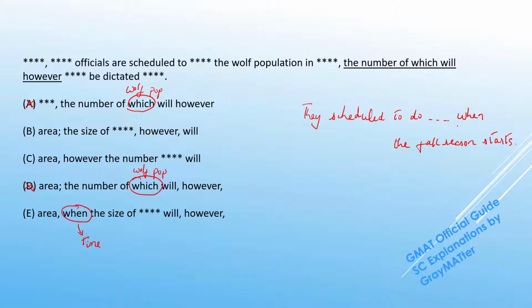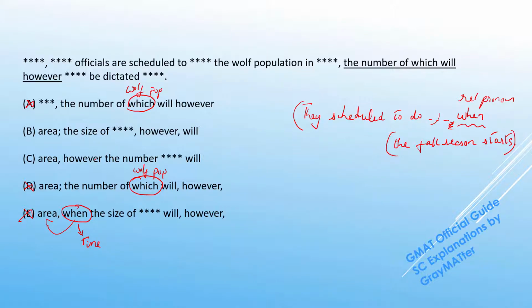So in this case, see, we're using the when actually as a conjunction because we're connecting two clauses here saying they schedule to do this when the fall season starts, and we don't need to put a comma in front of the when it is being used as a conjunction. So when we use a comma, it becomes a relative pronoun, and that would be an inappropriate usage. So E goes off as well because we don't have a time reference.